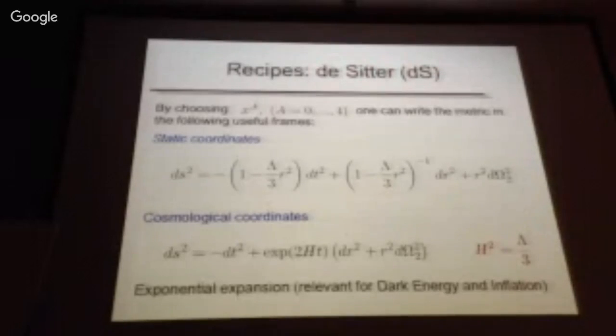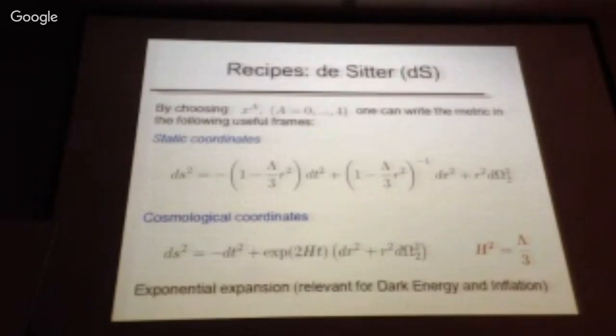So the first one is what is called the static coordinate patch of de Sitter, which is the following. So this looks like flat space plus a correction in dt and dr. And this correction only depends on the radius. It doesn't depend on time. So this is why it's a static metric. It doesn't evolve in time.